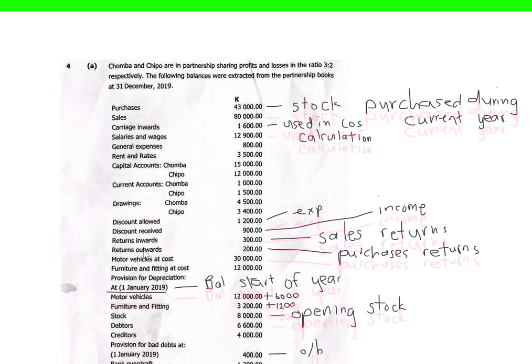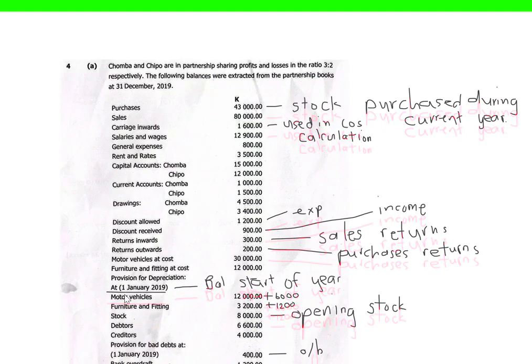Right, returns outwards is when we make purchases and we weren't happy with the items or the stock that we purchased, we need to return it. And this amount, this 200, needs to be taken off, you'll see, the purchases amount. Okay, then we've got motor vehicles at cost. We're going to use that number to calculate depreciation. Furniture and fittings at cost. We're going to also use that to depreciate.